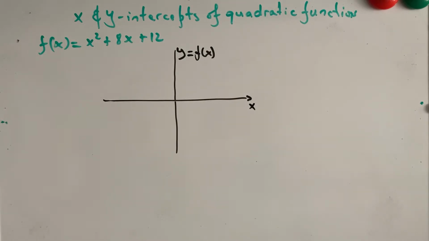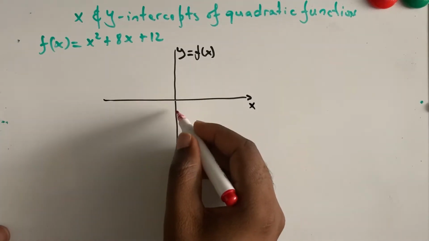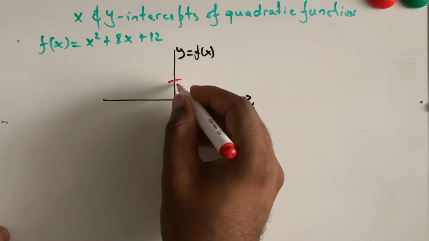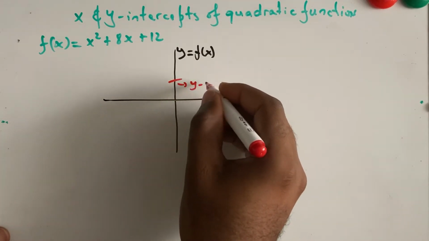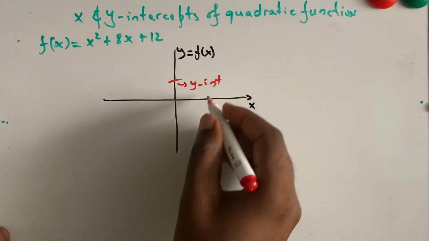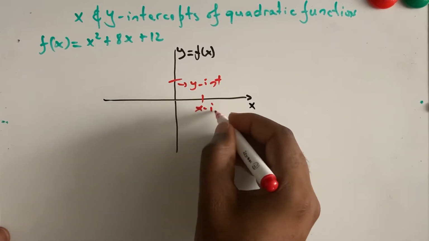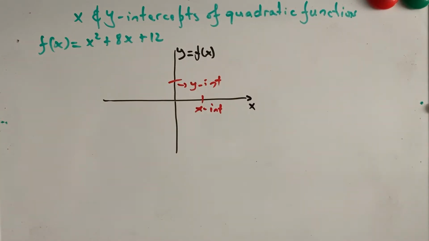All right, so when we say intercept, we mean where the graph crosses an axis. If we say y-intercept, we mean anything that crosses the y-axis would be a y-intercept. And anything that crosses the x-axis would be an x-intercept, okay? So that's what we mean by intercept.